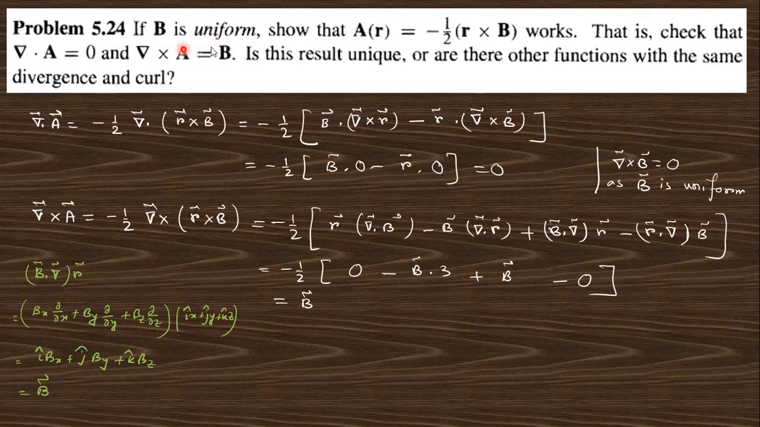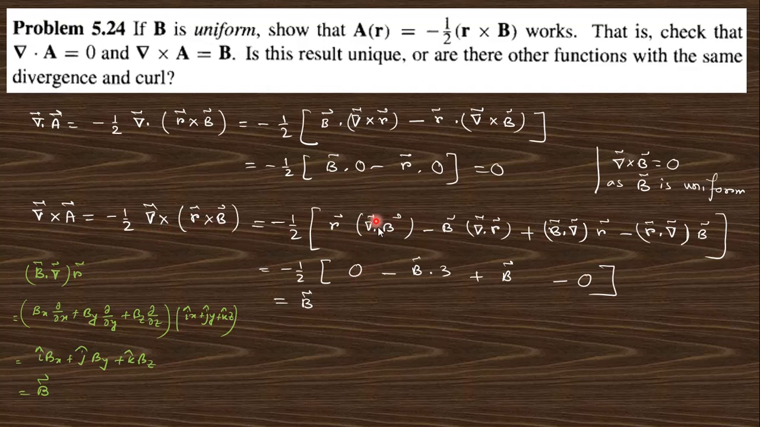If B is uniform, then A is like this. Check that the divergence of A is 0 and the curl of A is B. So the divergence of A is minus one half of something; just put in this value of A and use the vector identity. Here the curl of r is 0, you know, and the curl of B is also 0, because B is uniform. So finally we get that the divergence of A is 0. What about the curl of A? So the curl of this, you know this vector identity.